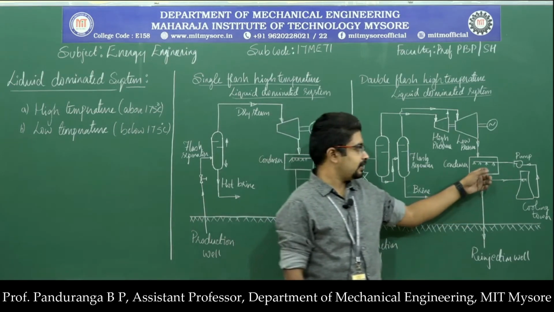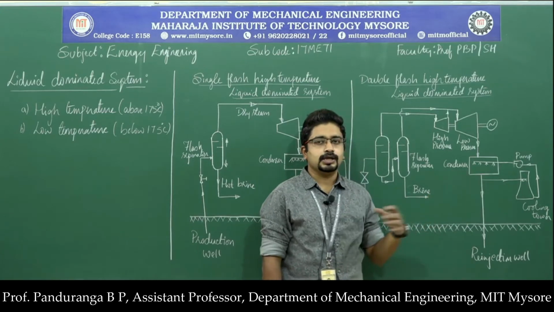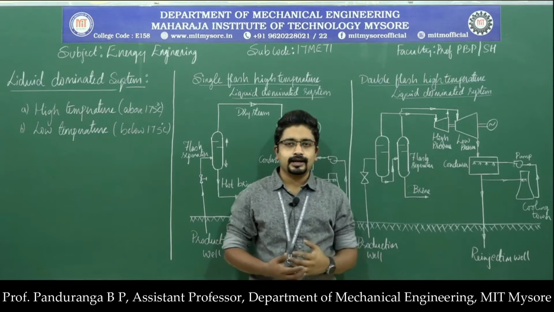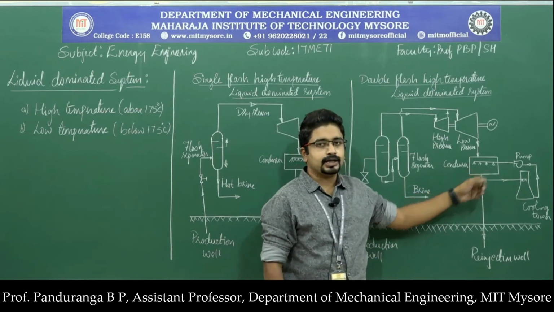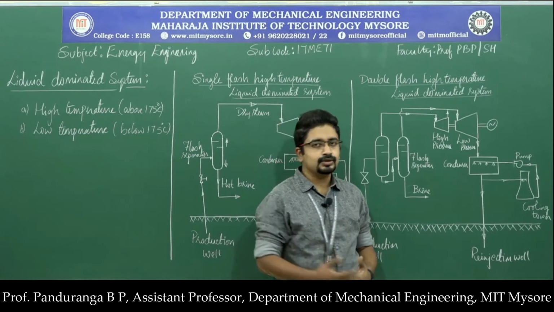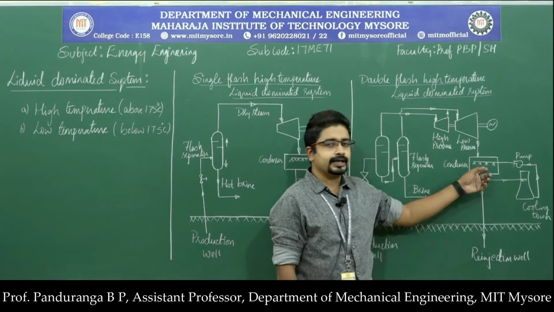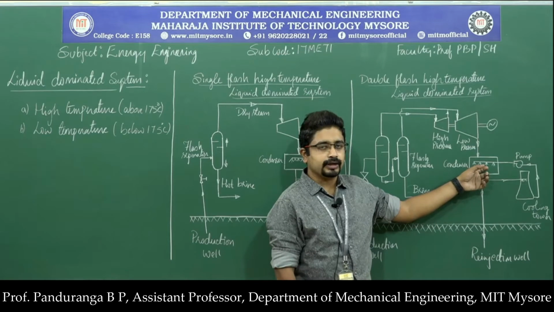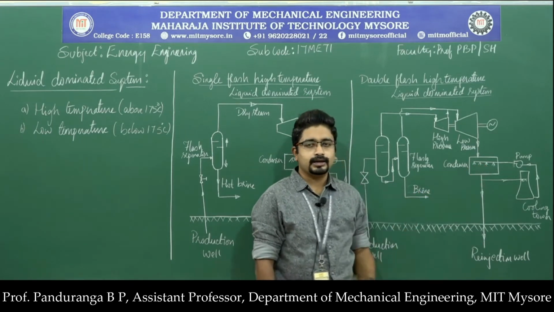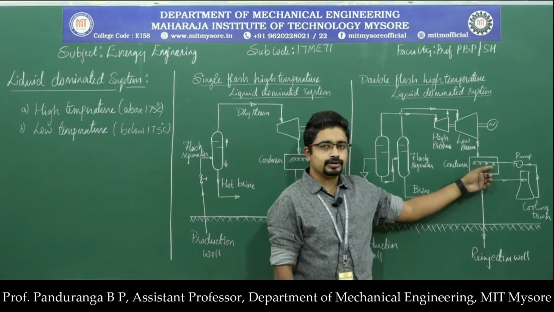So here in the condenser, the steam coming out of the low pressure turbine mixes directly with the cooling water and transfers its heat to the cooling water and gets condensed back into liquid water. So that liquid water will be at a higher temperature than the cooling water.